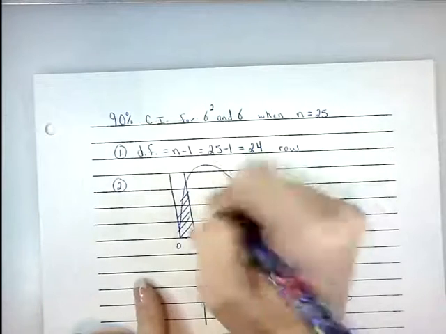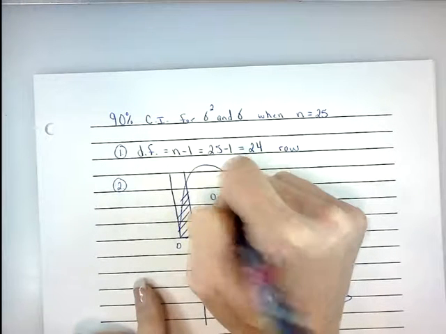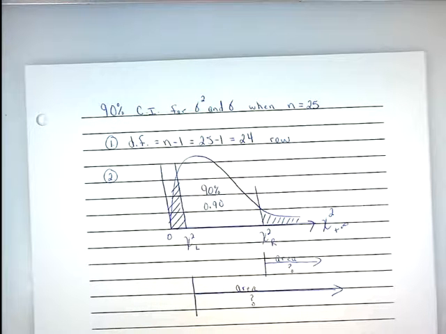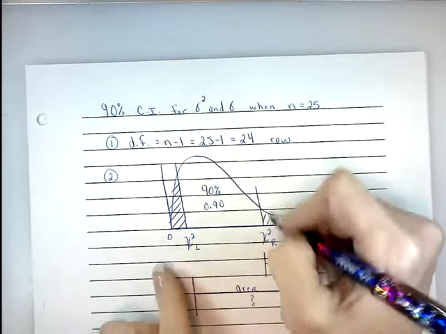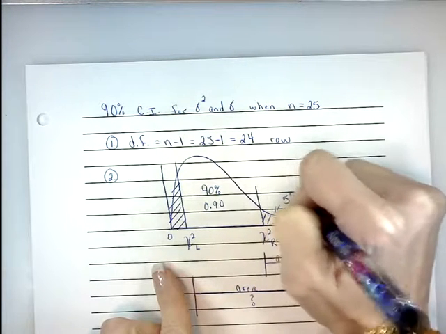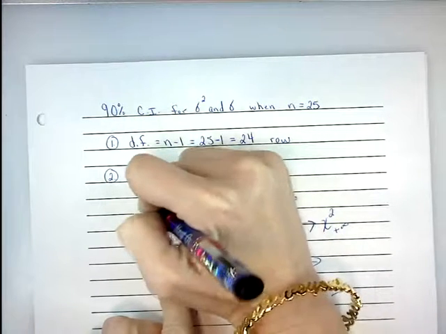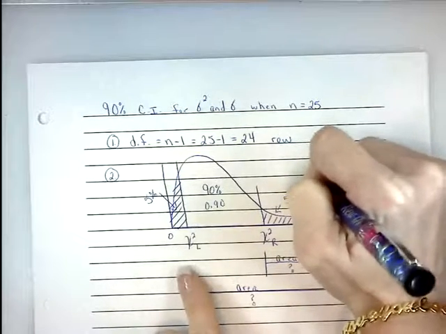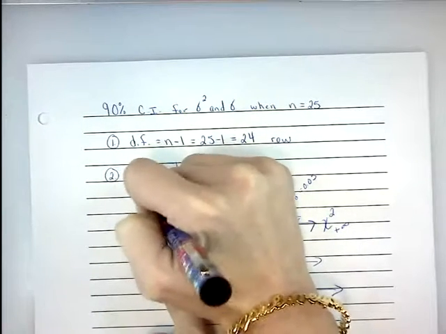What you have is, for this unshaded area, it's 90% or 0.90. Remember that the total area under the curve is 1 or 100%. That must mean that this area is 5% and this area is 5%. And that's 0.05 and 0.05.